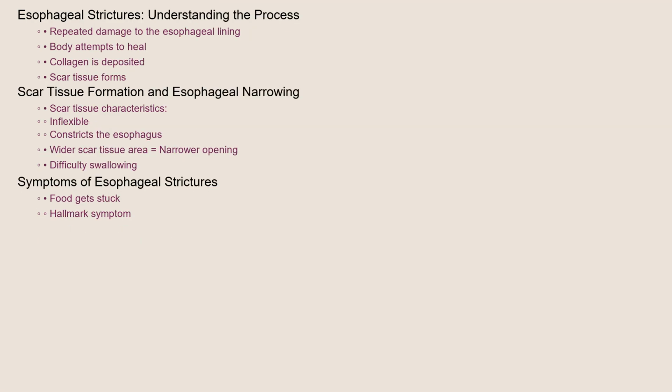Let's understand what happens inside the esophagus. When the lining of the esophagus is repeatedly damaged, the body tries to heal itself. This healing process involves the laying down of collagen, which forms scar tissue. Unlike the normal esophageal tissue, this scar tissue is inflexible and constricts the esophagus. The wider the area of scar tissue, the narrower the esophageal opening, and the more difficulty food has passing through. This leads to the sensation of food getting stuck, which is a hallmark symptom of esophageal strictures.